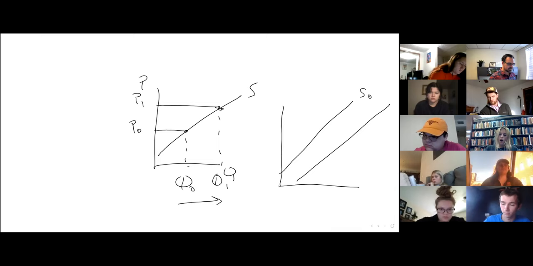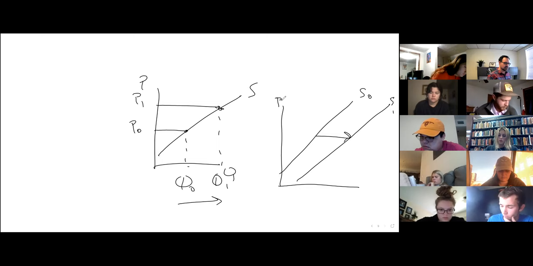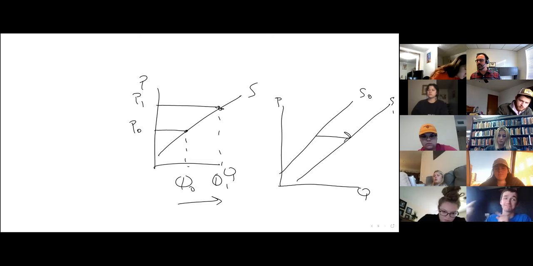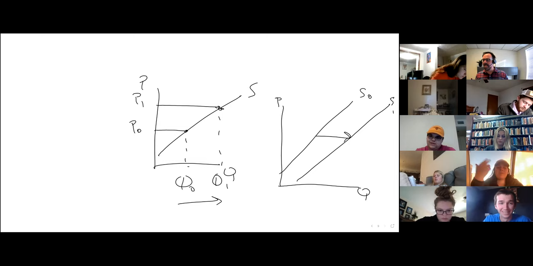We talked about shifts in demand. What are some things that could shift the supply curve that are exogenous from this market? Drought. Beautiful. How does that shift our supply curve? Well, if there's a drought, there would be less product produced, so there'd be less supply available. Beautiful. That's exactly right.